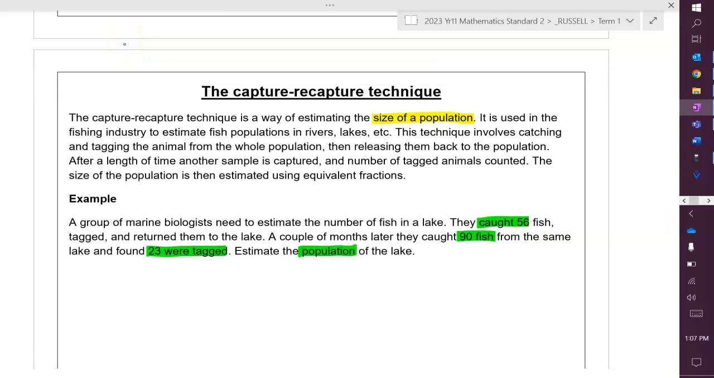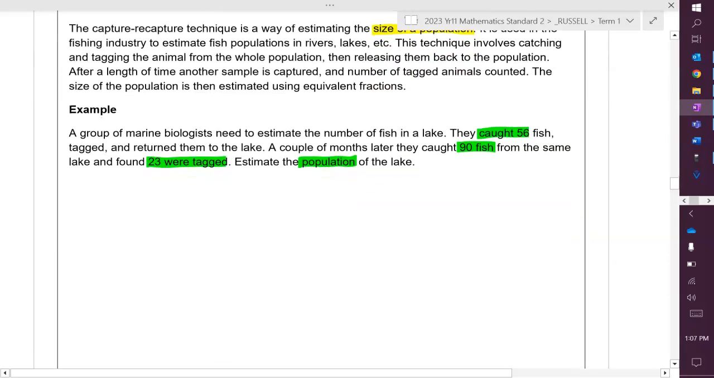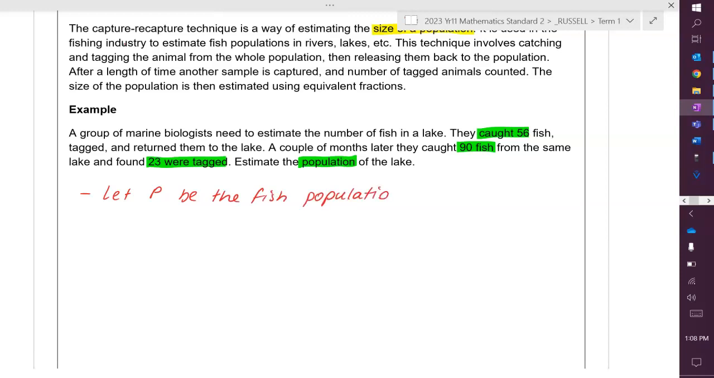So we need to set this up with some statements first so we know what we're actually trying to find. So the first thing we need to state is we need to let P be the fish population. The second thing we need to state here is that in the recaptured sample, 23, and this is all from our information here, out of 90 fish were previously tagged.